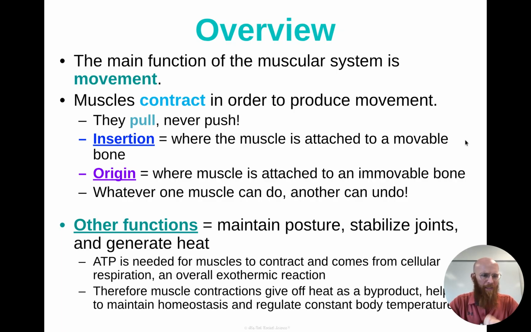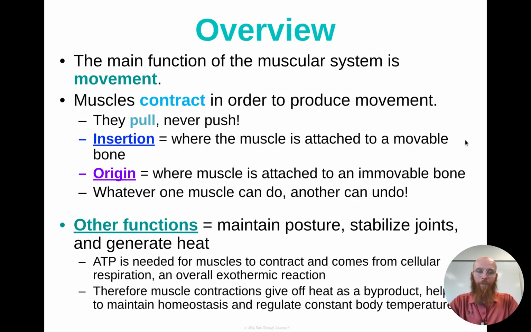There are two attachments. Sometimes it can be more, where they have more than one insertion or more than one origin. But for simplicity's sake, we're going to imagine that each muscle has an insertion, where the muscle attaches to the more movable bone, the bone that's actually going to be moving itself. And then it has an origin where the muscle is attached to the immovable bone. So muscles basically pull from their origin to their insertion, and then that insertion point is what pulls bones relative to each other.